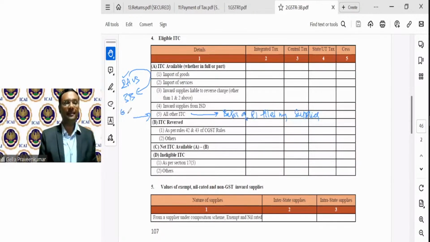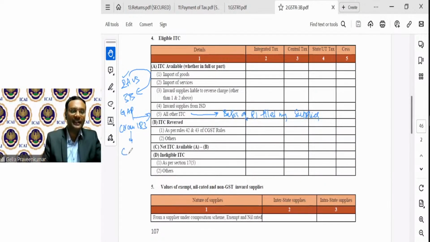So what if there is a gap? There is Circular 183, where they say my supplier would have made a mistake. Instead of showing B2B, he has shown B2C. Instead of showing interstate, he has shown intrastate. Or he forgot to disclose the supply itself in GSTR-1. All those mistakes, they say, get a CA certificate or self-certificate. Greater than 5 lakhs, CA certificate. Less than 5 lakhs, self-certificate from the supplier. Circular 183 is good enough to explain this particular gap.